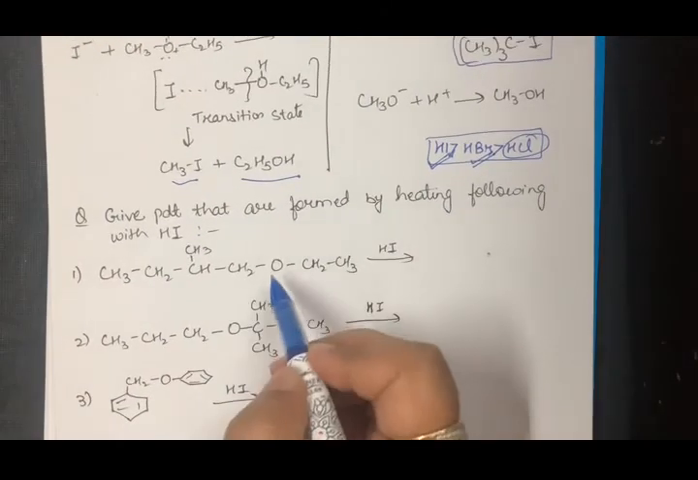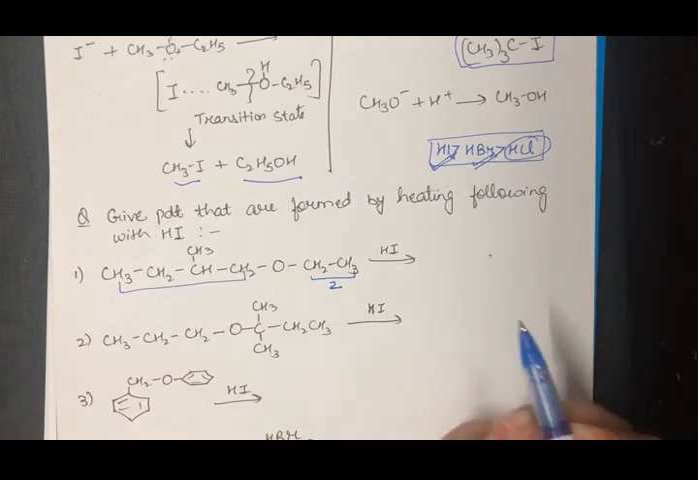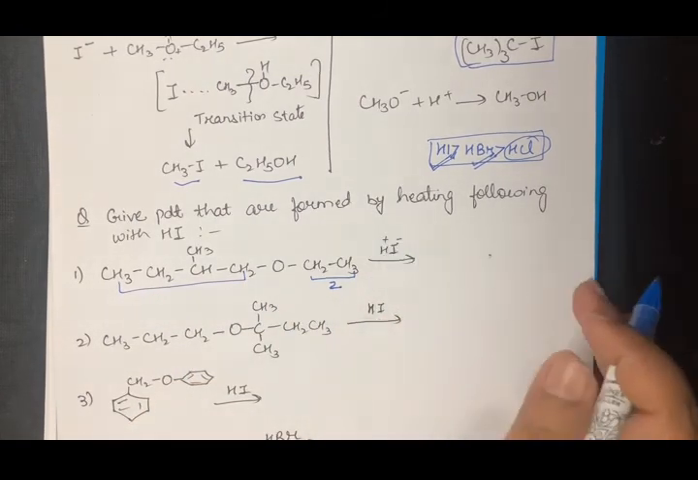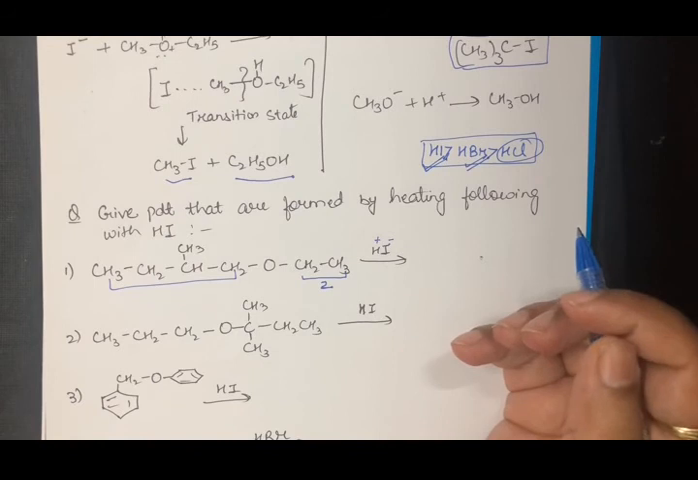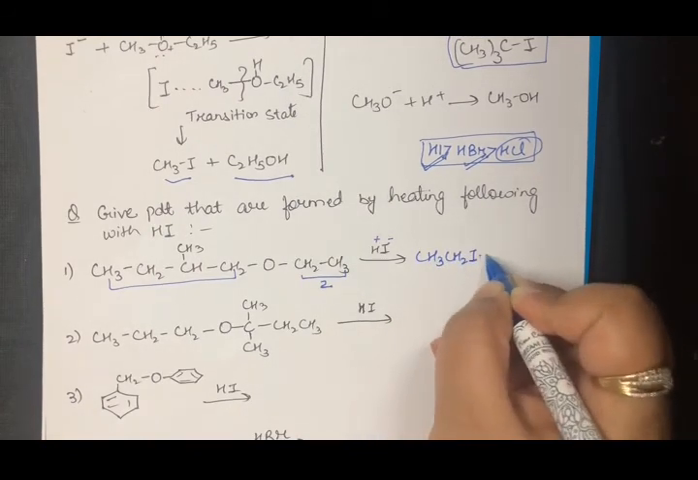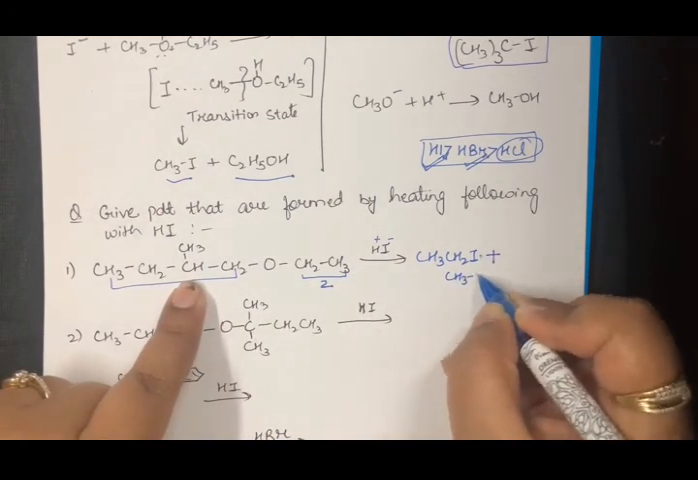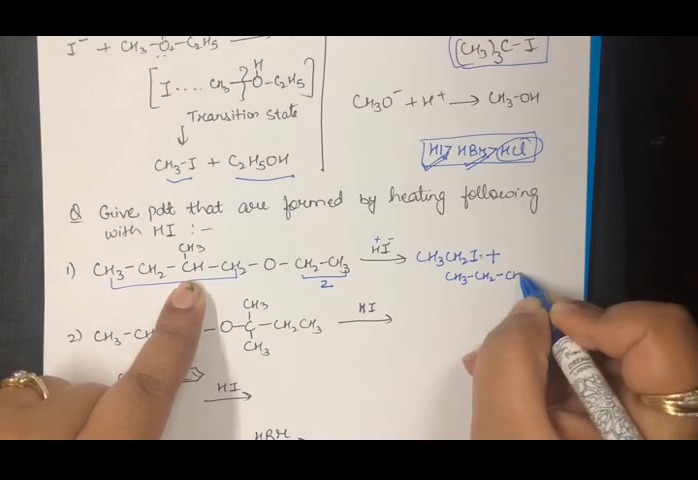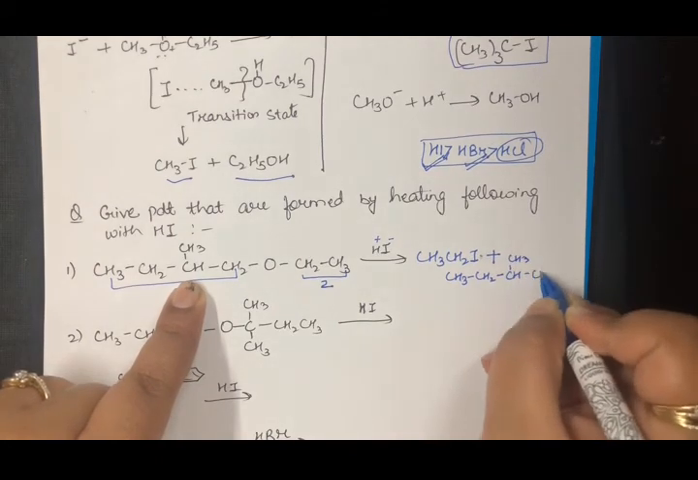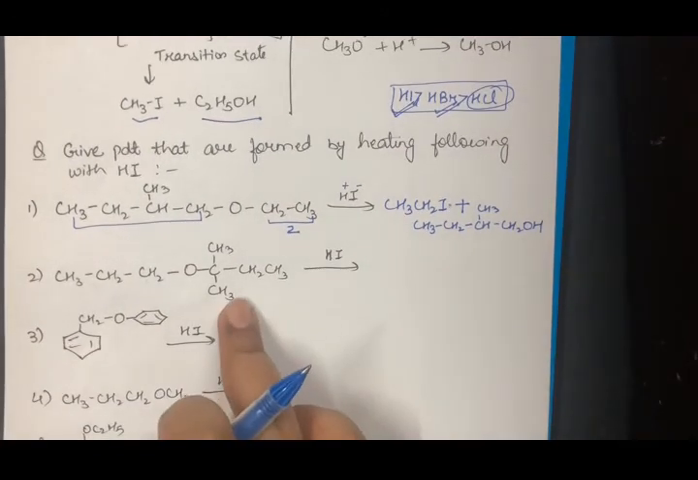Now, in this ether, on one side I have an alkyl chain of 2 carbons. Here it is the bigger one. So where will my nucleophile go? My nucleophile will go and attack the smaller one. So it will be CH3CH2I, and my H will go to this to form an alcohol. So this will be, right?